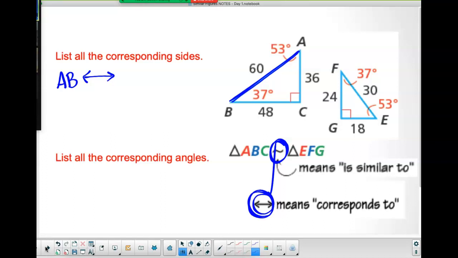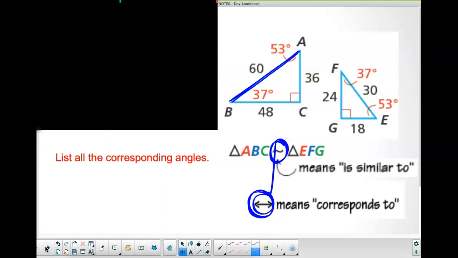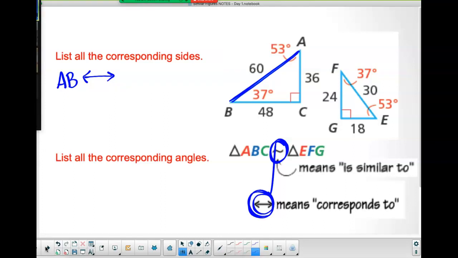Go ahead, Red. F and E. Okay, now we have to be careful. Is it FE or EF? Okay, here's how I know it's supposed to be EF. Because A is 53 degrees, I want to start with the point that has 53 degrees by it. So that's E to F. So AB corresponds to EF.